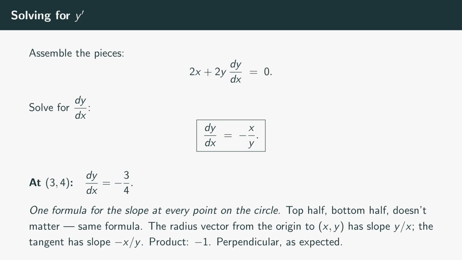Look at the structure of the answer. The derivative of y with respect to x equals minus x over y. The radius vector from the origin to the point (x, y) has slope y over x. The tangent has slope minus x over y. The product of those two slopes is minus 1. Tangent perpendicular to radius. Exactly the geometric fact you knew about circles since middle school, now falling out of calculus in 3 lines.